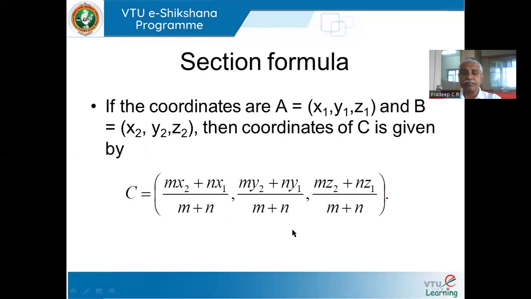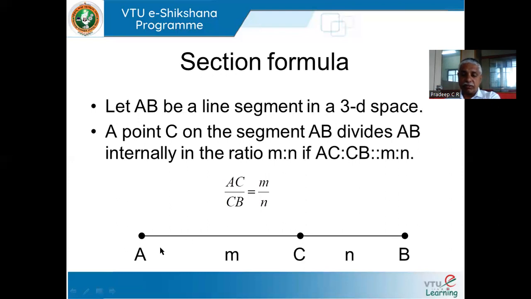So the formula for that is this. If coordinates of A are x1, y1, z1, and coordinates of B are x2, y2, z2, then coordinates of C are given by (mx2 plus nx1) divided by (m plus n), (my2 plus ny1) divided by (m plus n), (mz2 plus nz1) divided by (m plus n). Try to understand this. I'm trying to break up AB in the ratio m is to n. This is x1, y1, z1, and this is x2, y2, z2. So I want the coordinates of this. The x coordinate is m times x2 plus n times x1, m times the point which is not in touch with this m part, divided by m plus n.